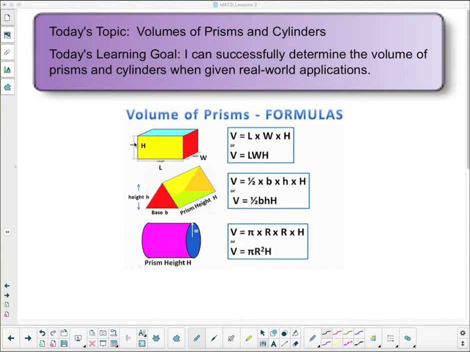Now for a rectangular prism, all that amounts to is finding the length times the width, finding the bottom of the box, and then multiplying by the height. So you just multiply those three things together, and it doesn't really matter what order they're in.